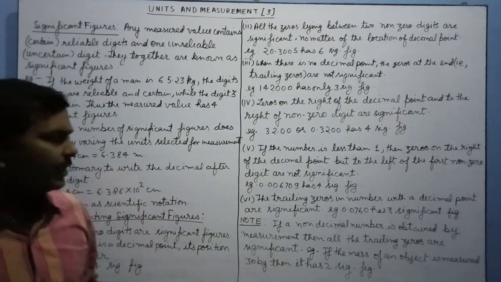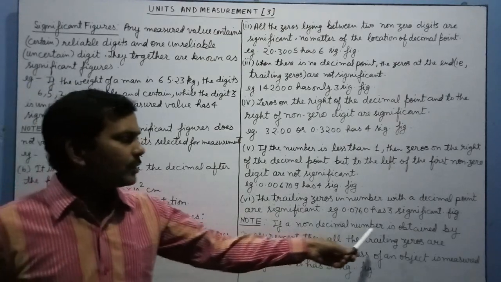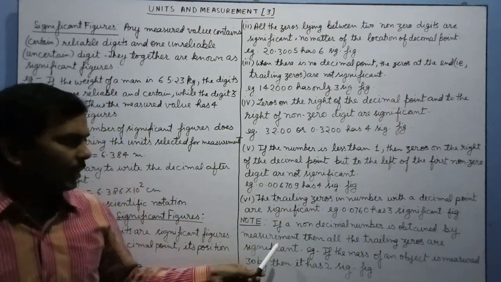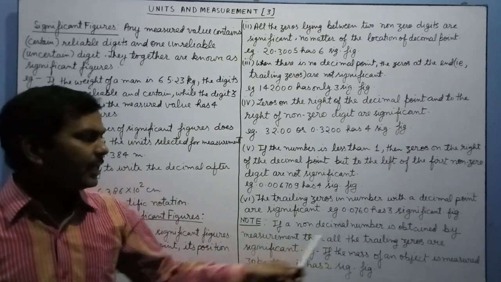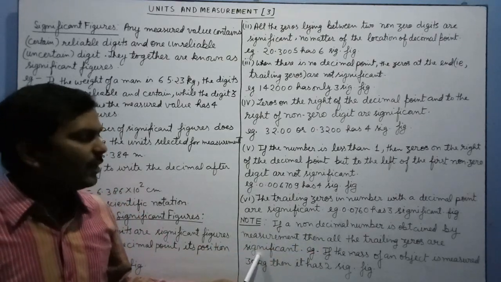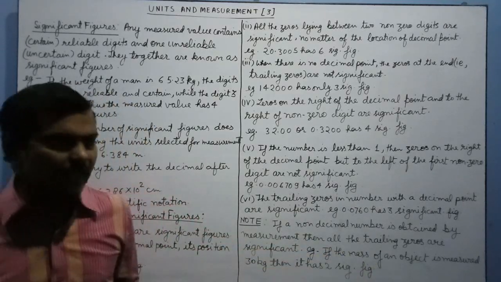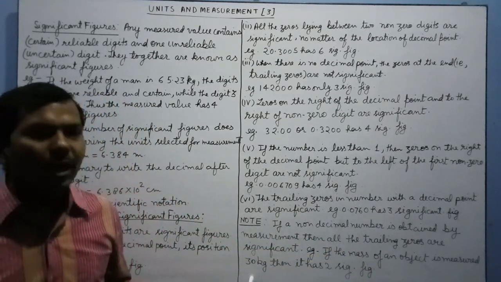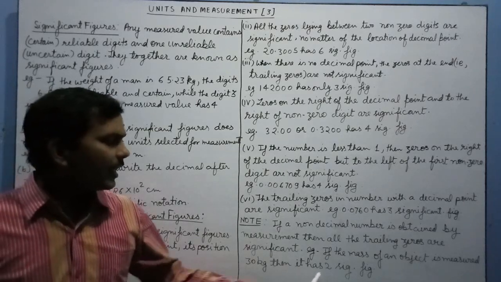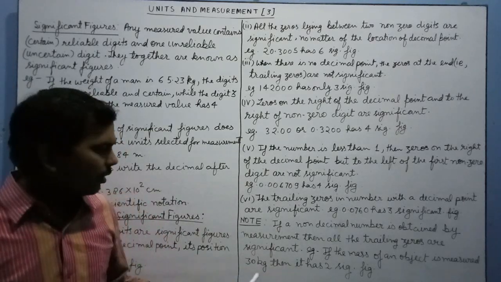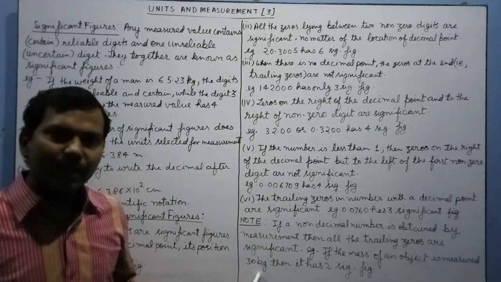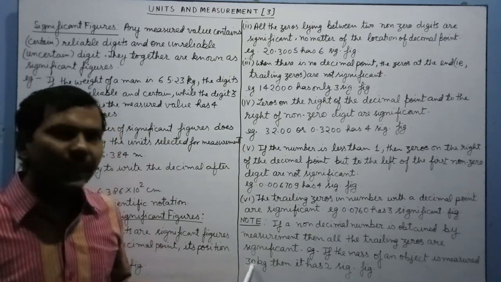You have to note here one thing: if the non-zero number is obtained by measurement, then all the trailing zeros are significant. For example, if the mass of an object is measured to be 30 kilograms, then it has two significant figures, because this value is obtained by measurement. So this zero will be significant.